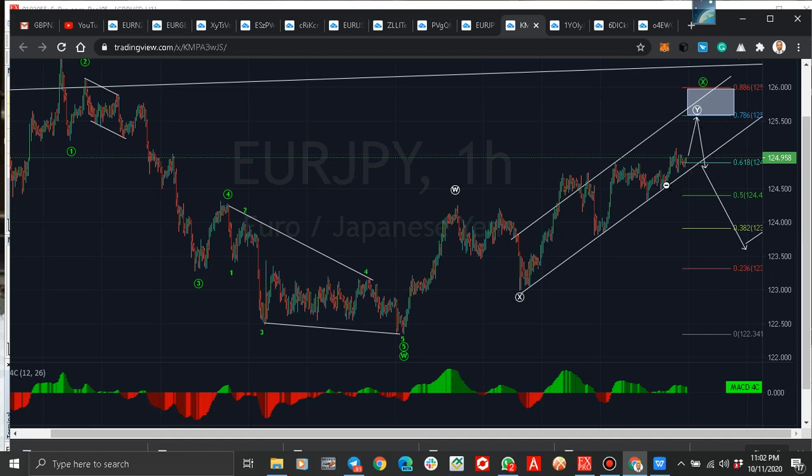So we have two options. Either we have another push up, with X ending at 88.6% or 78.6% of retracement, before the next W, before the Y begins. So if I have a break of this line and a sell setup, I will sell EURJPY. But keep your eyes on this area between 124.958, 125.5, and 126. Look for a sell setup.